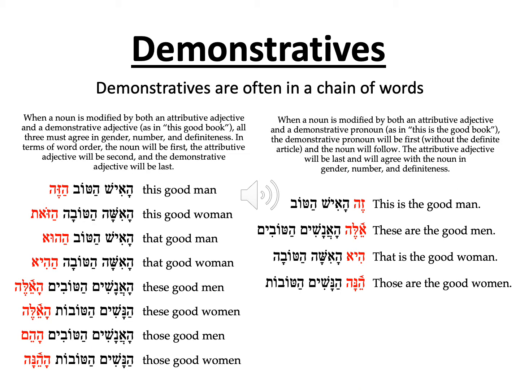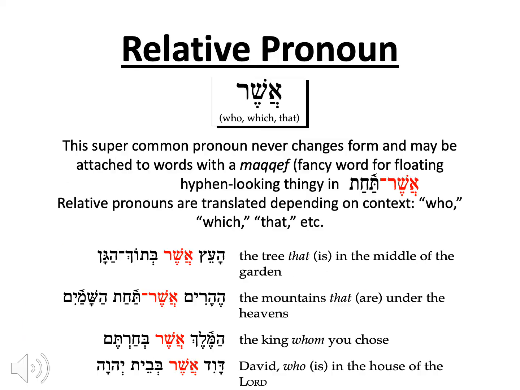Even in chains of connected words, word order and definiteness is the key to identification. In a string of adjectives, demonstrative adjectives will come last, after all other adjectives. Demonstrative pronouns will come first, even before the first word in the chain. Again, adjectives will agree in definiteness with the rest of the chain. Demonstrative pronouns will not agree in definiteness.